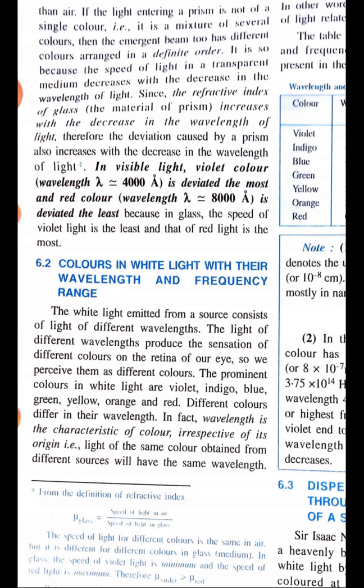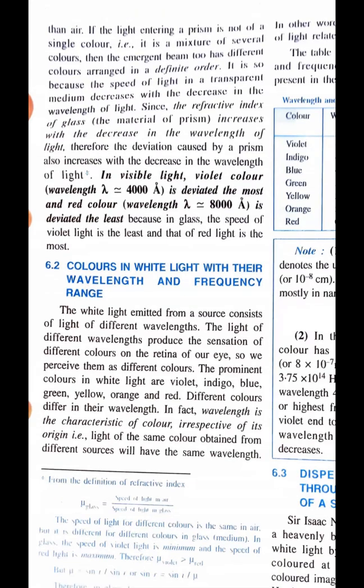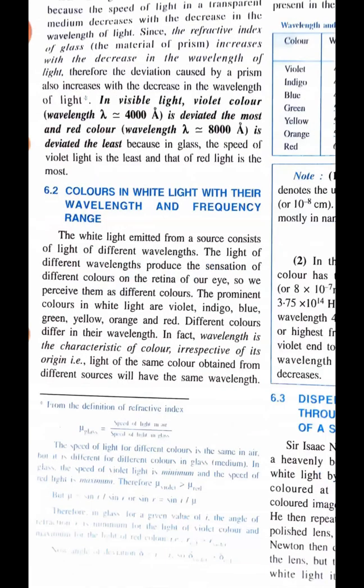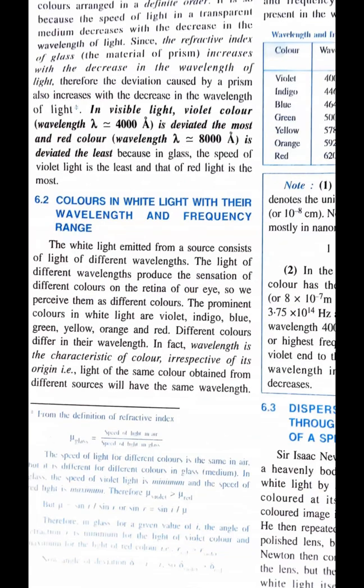Chalo. There is also a disease known as color blindness where the person cannot distinguish two colors, right? Yes, sir. That all part you'll study in bio. Okay. Here they have given an extra note from the definition of refractive index.